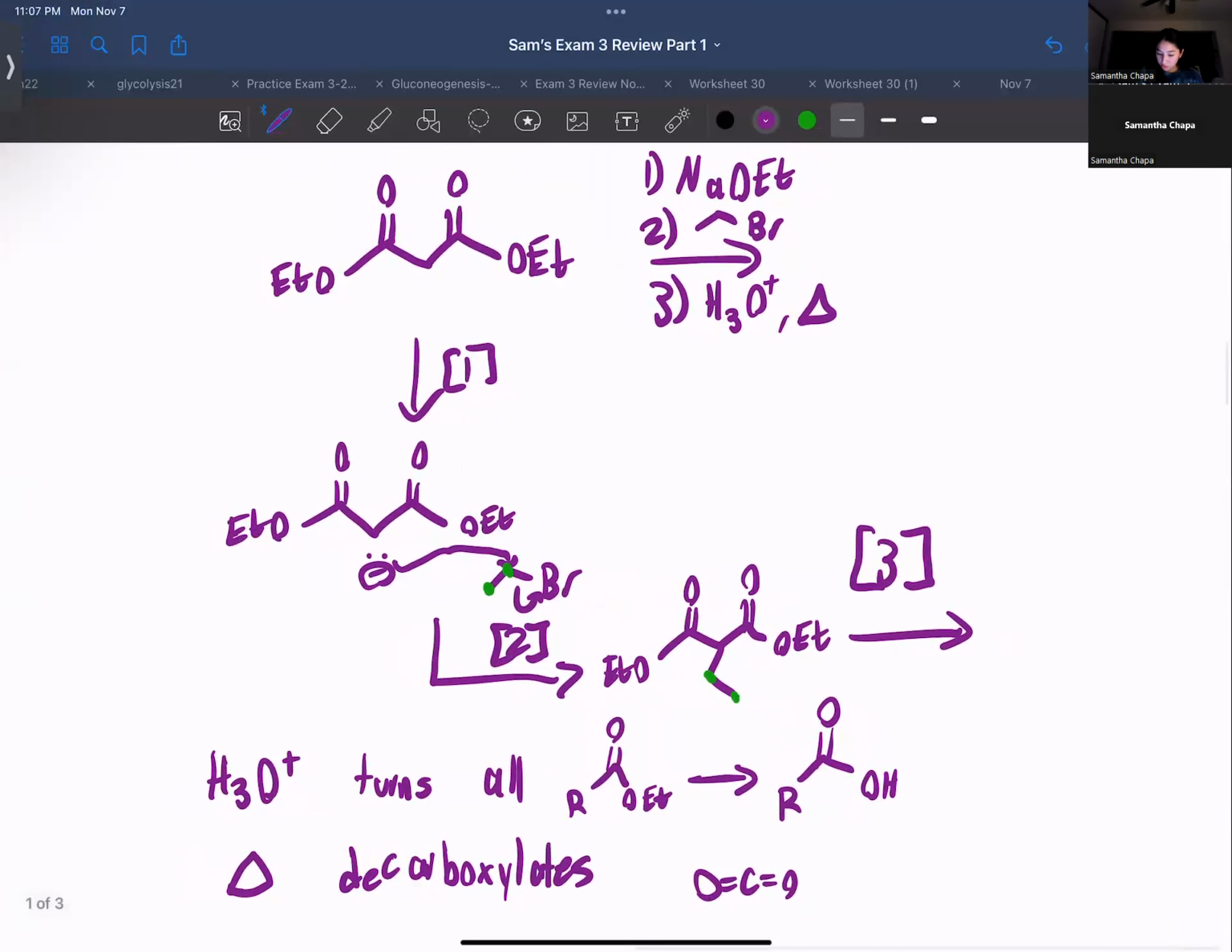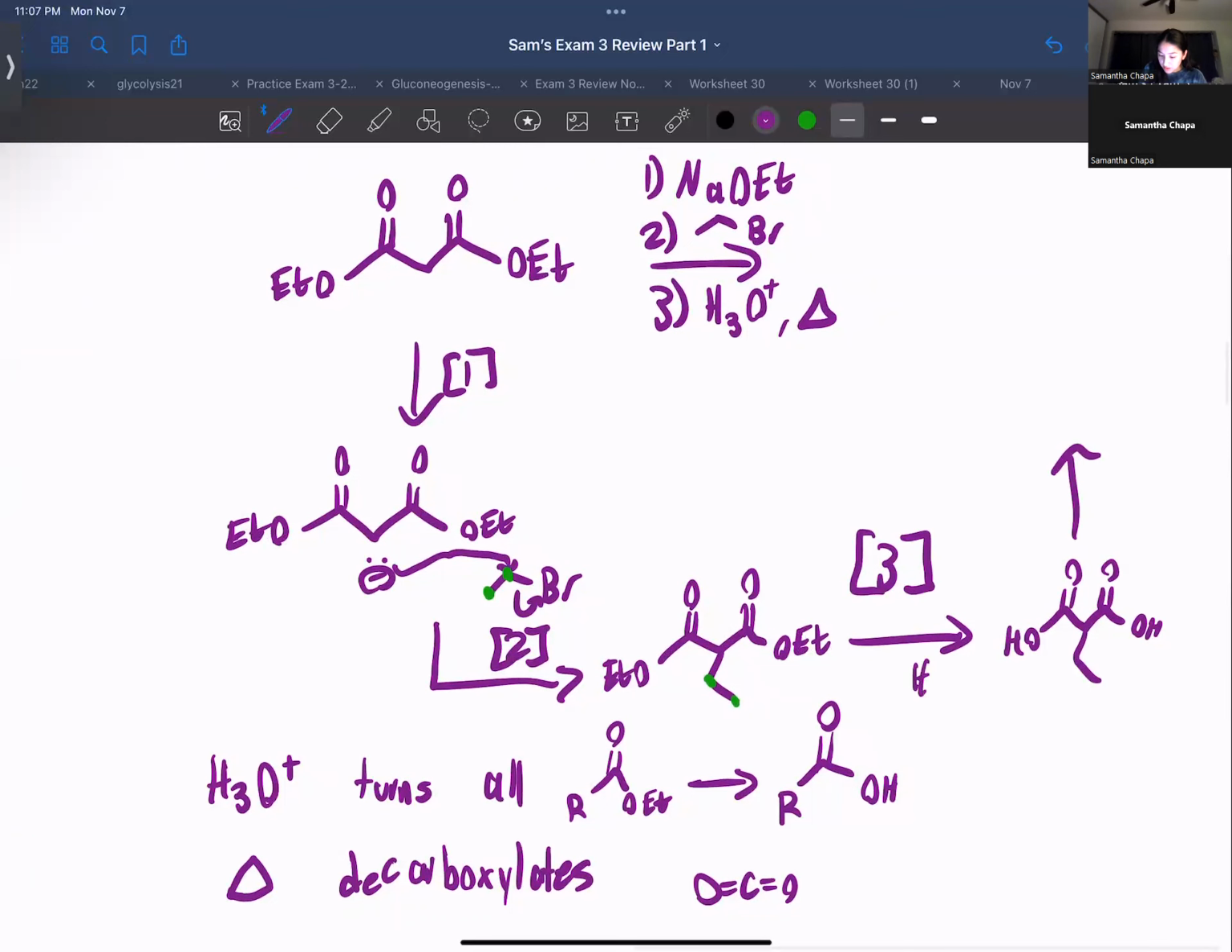So then for number 3, the first thing I'm going to show is the effect of H3O+, which again turns all your esters into carboxylic acid. So that's exactly what I'm doing here. Keep all your carbons. And so I'm just going to write under H3O+. The other one is heat. So heat, what it does is it decarboxylates. You have 2 carboxyl groups here. So notice how I have a carbon with 2 oxygens. Very similar to what you see right here, right? So then only one of my carboxyl groups is going to come off. Only one.